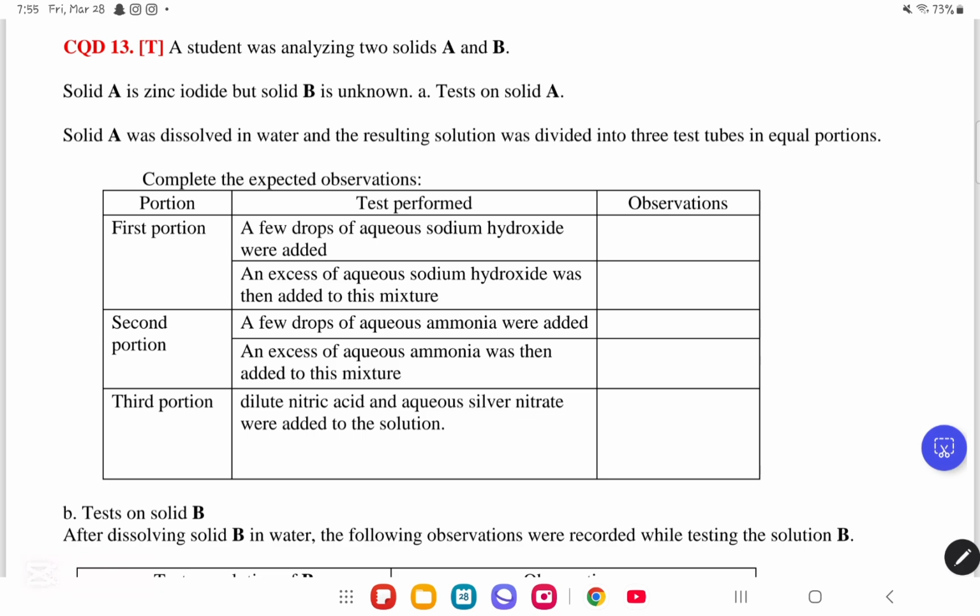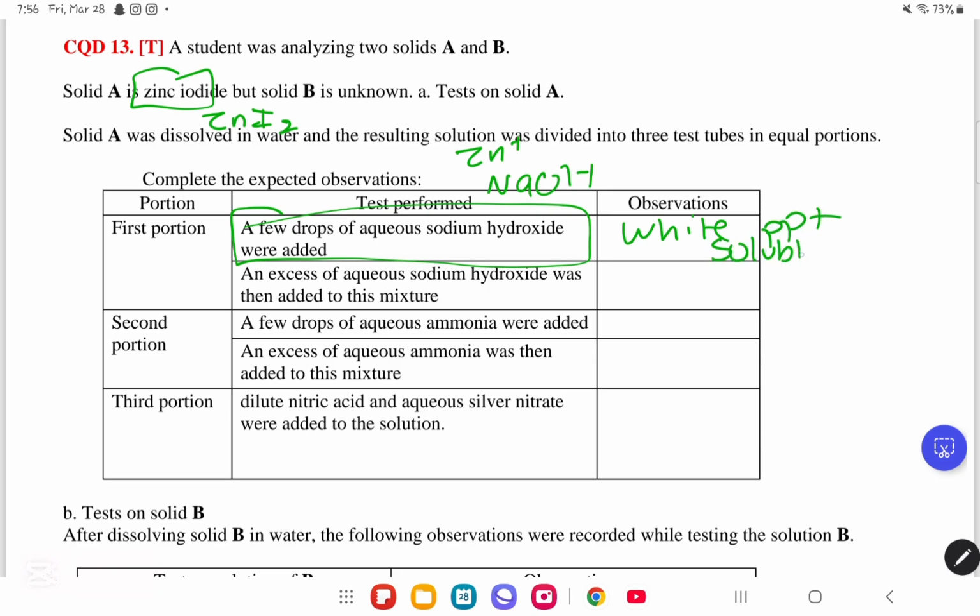Here they told us, a student was analyzing two solids A and B. Solid A is zinc iodide, but solid B is unknown. Tests on solid A. Solid A was dissolved in water and the resulting solution was divided into 3 test tubes in equal proportions. First portion, because first of all we know it is zinc iodide, so it is ZnI2. A few drops of aqueous sodium hydroxide are added. How does Zn2+ react with NaOH? It will form a white precipitate that is soluble in excess.